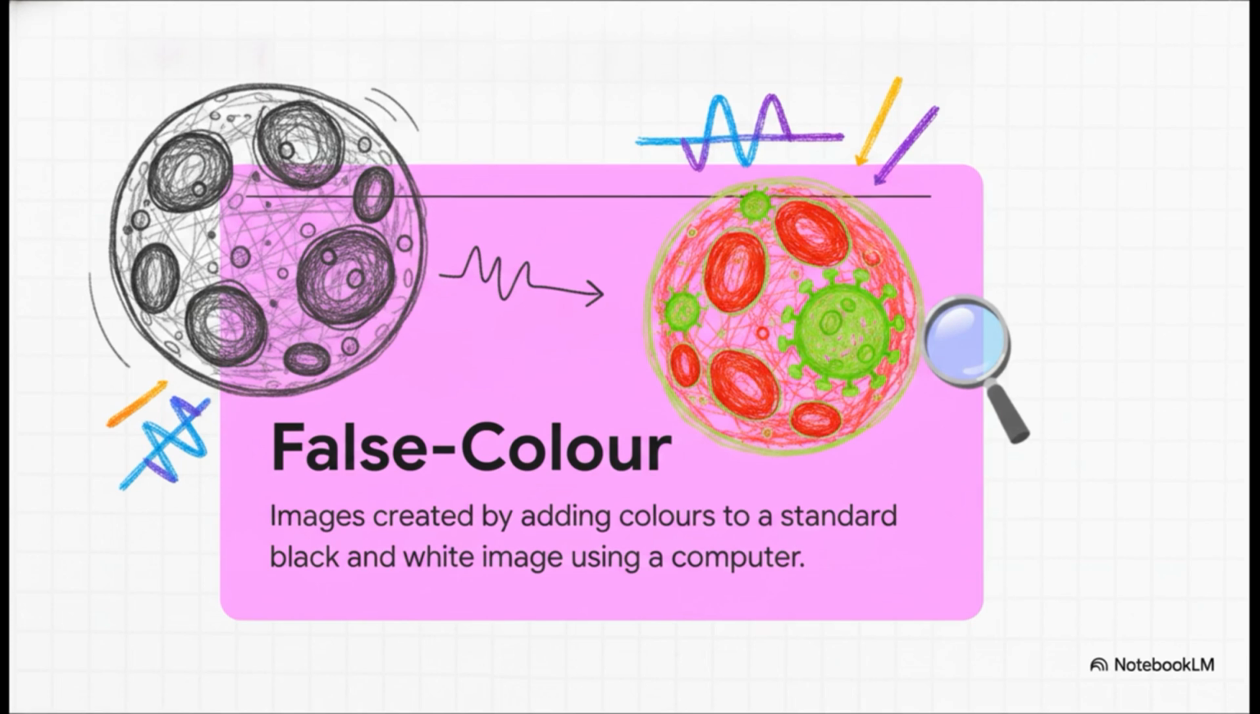If you've ever flipped through a biology textbook or seen an article online with vibrant red blood cells or neon green viruses, you are looking at what's called a false color image. This is simply an image created by taking that standard black and white electron picture and adding colors to it later using a computer. It makes the structures easier to differentiate, and frankly, it just looks way cooler.